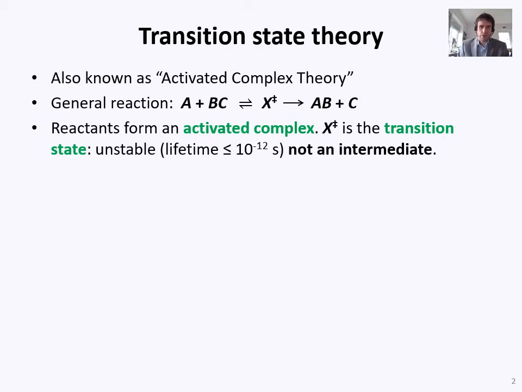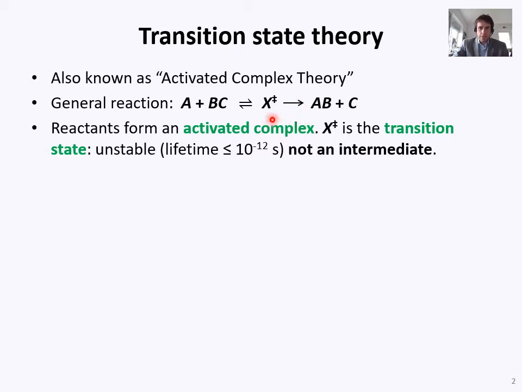So transition state theory, this is also known as activated complex theory, as it says on the slide, and this really here is the key reaction. Again, we're doing our reaction of A plus BC goes to AB plus C, but transition state theory puts these two steps in. It says that the reactants are in equilibrium with a transition state, which is this X with the double dagger sign here, and that then once that's made, there's a reaction that takes it to the products.